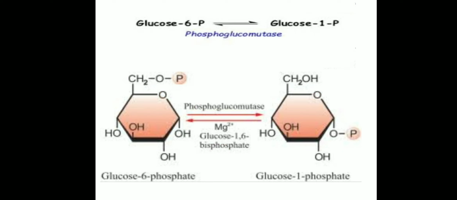In the next step, glucose 6 phosphate gets converted into glucose 1 phosphate. The phosphate group present on the carbon number 6 of the glucose molecule gets transferred to the carbon number 1 of the glucose molecule. During this conversion of glucose 6 phosphate into glucose 1 phosphate, an intermediate molecule of glucose 1,6 bisphosphate is formed. This reaction takes place in the presence of phosphoglucomutase enzyme.